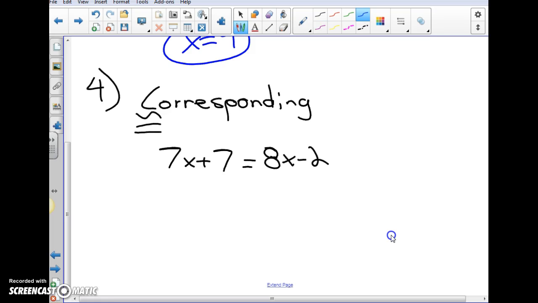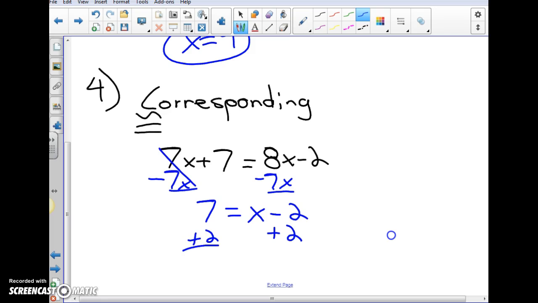You can do this in many different ways. I'm going to subtract 7x first. That leaves me with 7 equal 8 minus 7 leaves me 1x minus 2. From here, I'm going to add 2 to both sides, and I get that my answer is 9. Moving on to number 5.